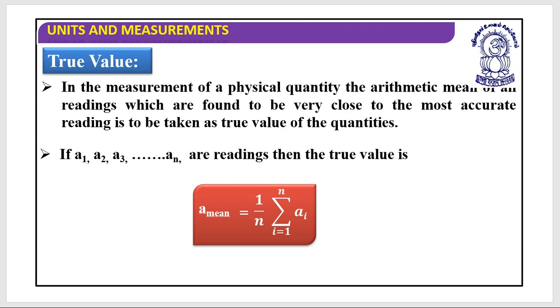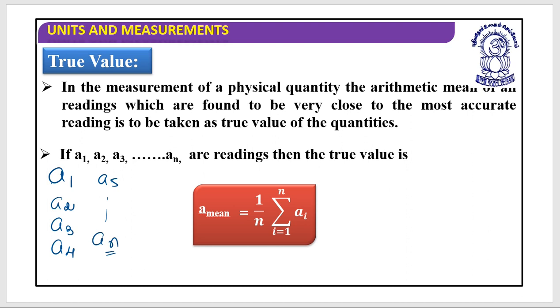But before we go to the errors, let's find out several ways to determine the true value. Let's say we are measuring a certain length, and to measure that length we observe it several times. Let's say first observation A1, second A2, third A3, next A4, next A5, and up to AN. We have taken this many observations. Now, what is the true value?